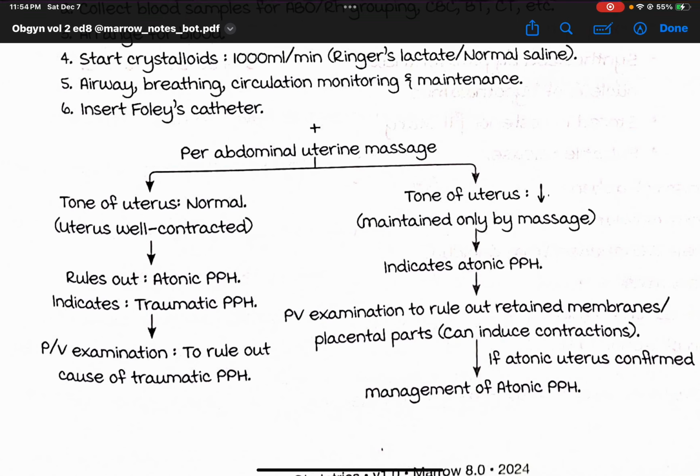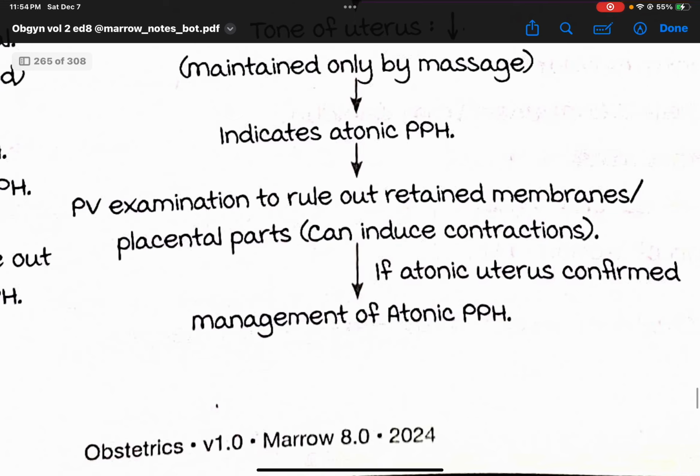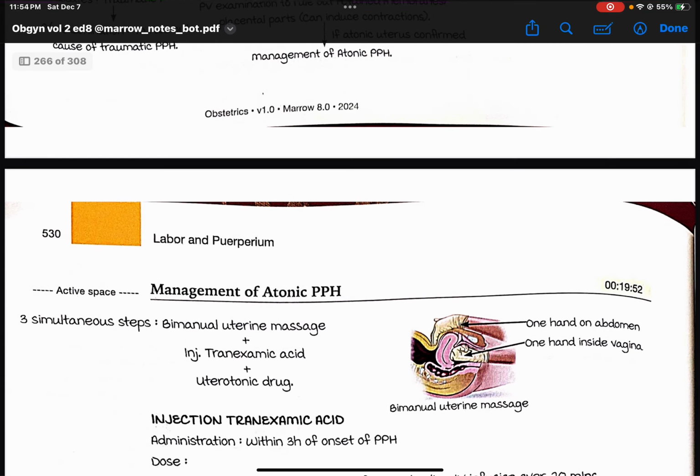If the tone of the uterus is normal and the uterus is well contracted, that rules out atonic postpartum hemorrhage and indicates a traumatic postpartum hemorrhage. So you do a per vaginal speculum examination to find the cause of the traumatic hemorrhage. If the tone of the uterus is maintained only by massage, that indicates atonic postpartum hemorrhage. Then you do a per vaginal examination to rule out retained membranes or placental parts, which can interfere with contractions. If atonic uterus is confirmed, proceed to management of atonic postpartum hemorrhage.